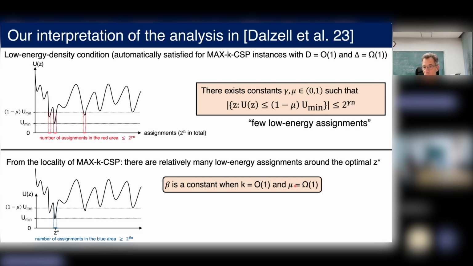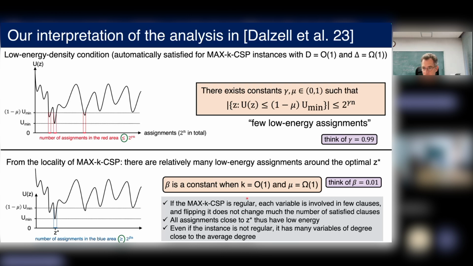And I will show you this in three lines. But an important thing is that here you have an upper bound and here a lower bound. We will use it in the next one. And another thing, you can think of this gamma being 0.99, so a fairly large constant, and beta being something like 0.01. Okay. So how to prove this?